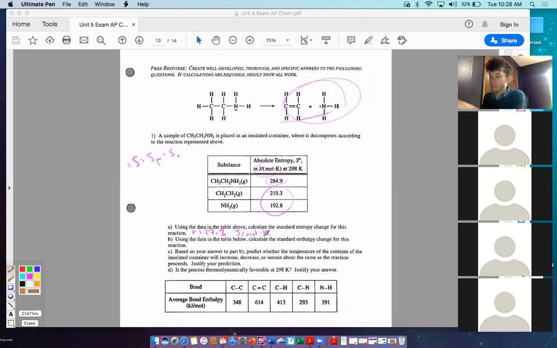We need to pause and see if that makes sense. Does it make sense that I got a positive delta S, a positive entropy change? It does, because I went from 1 mole of a gas to 2 moles of a gas. So of course my disorder increased. So that's correct.